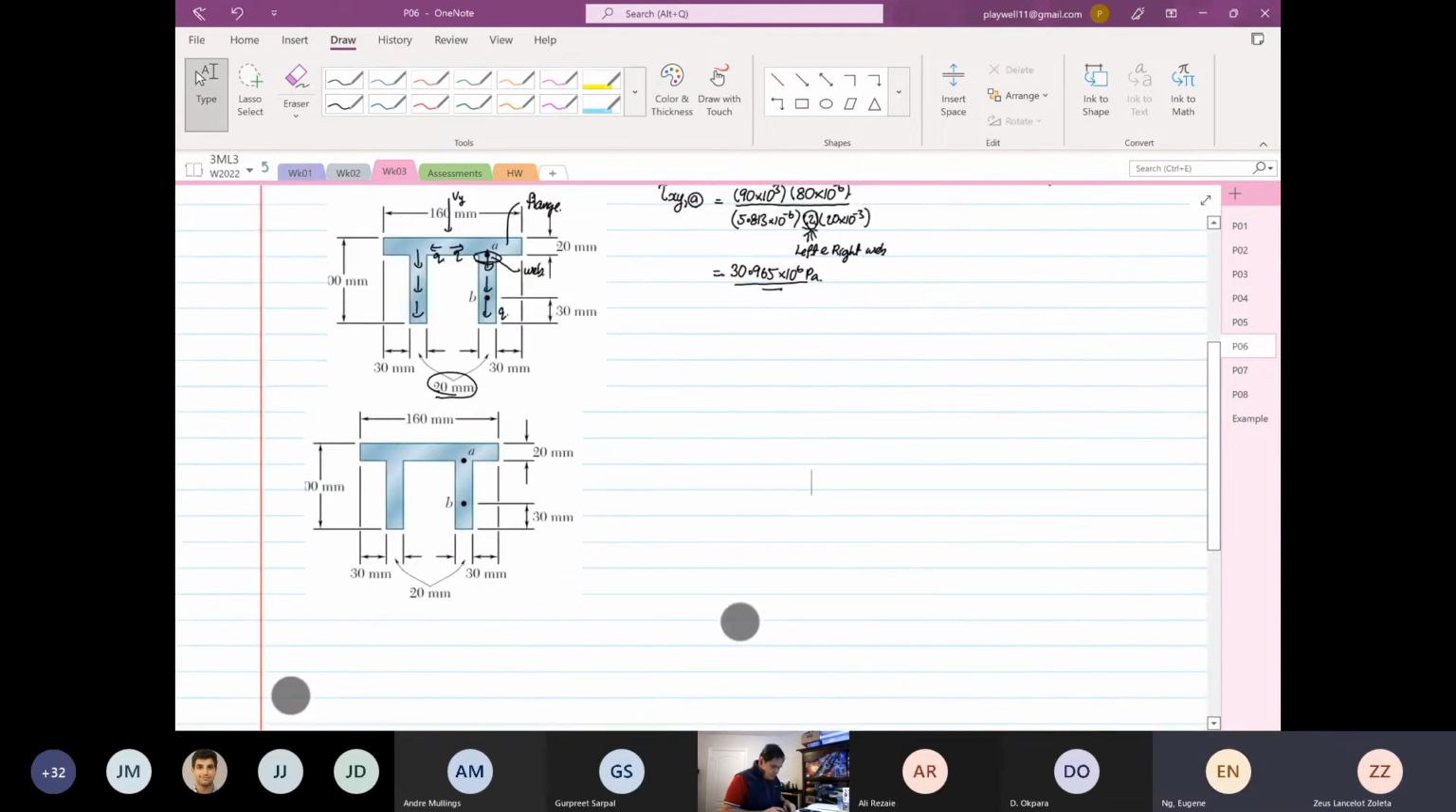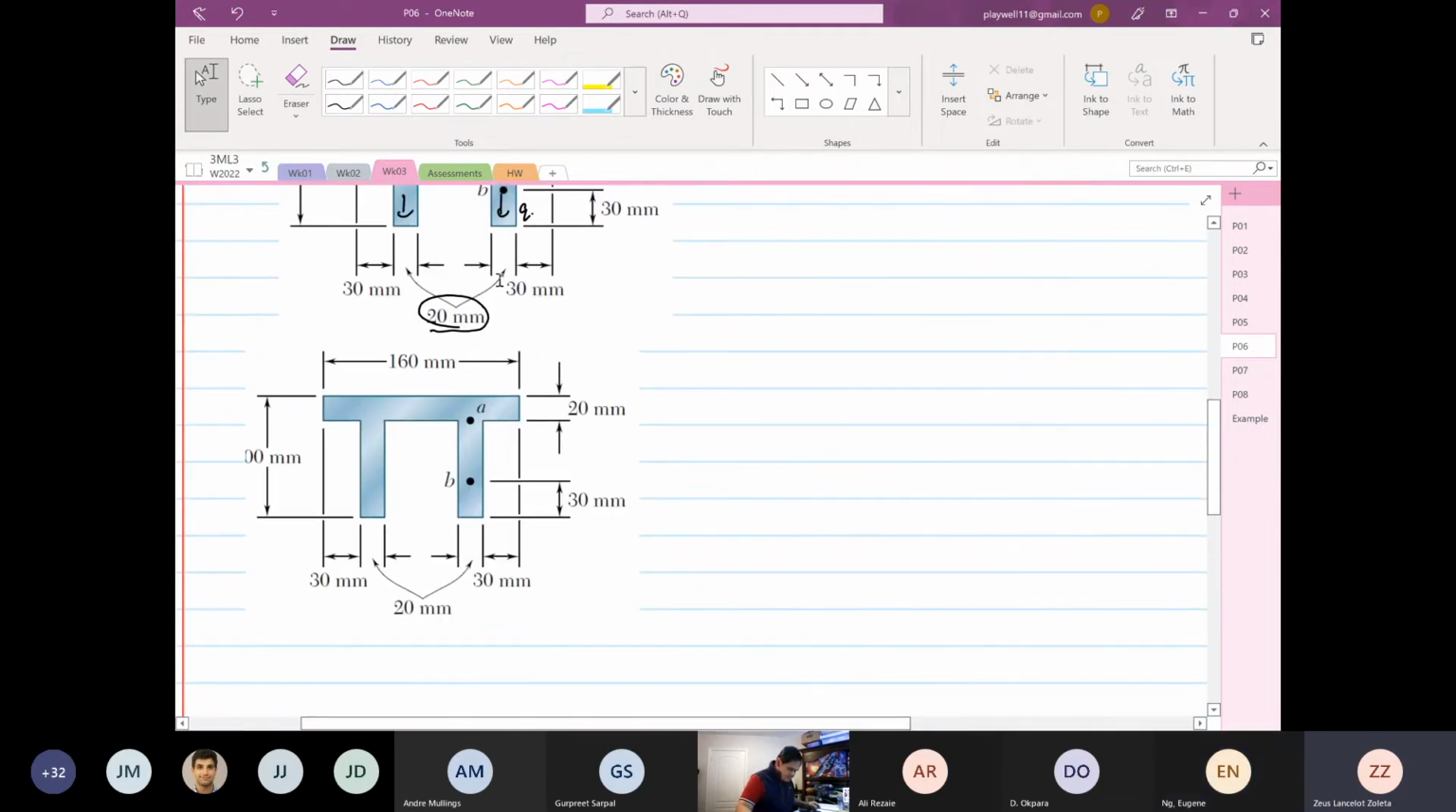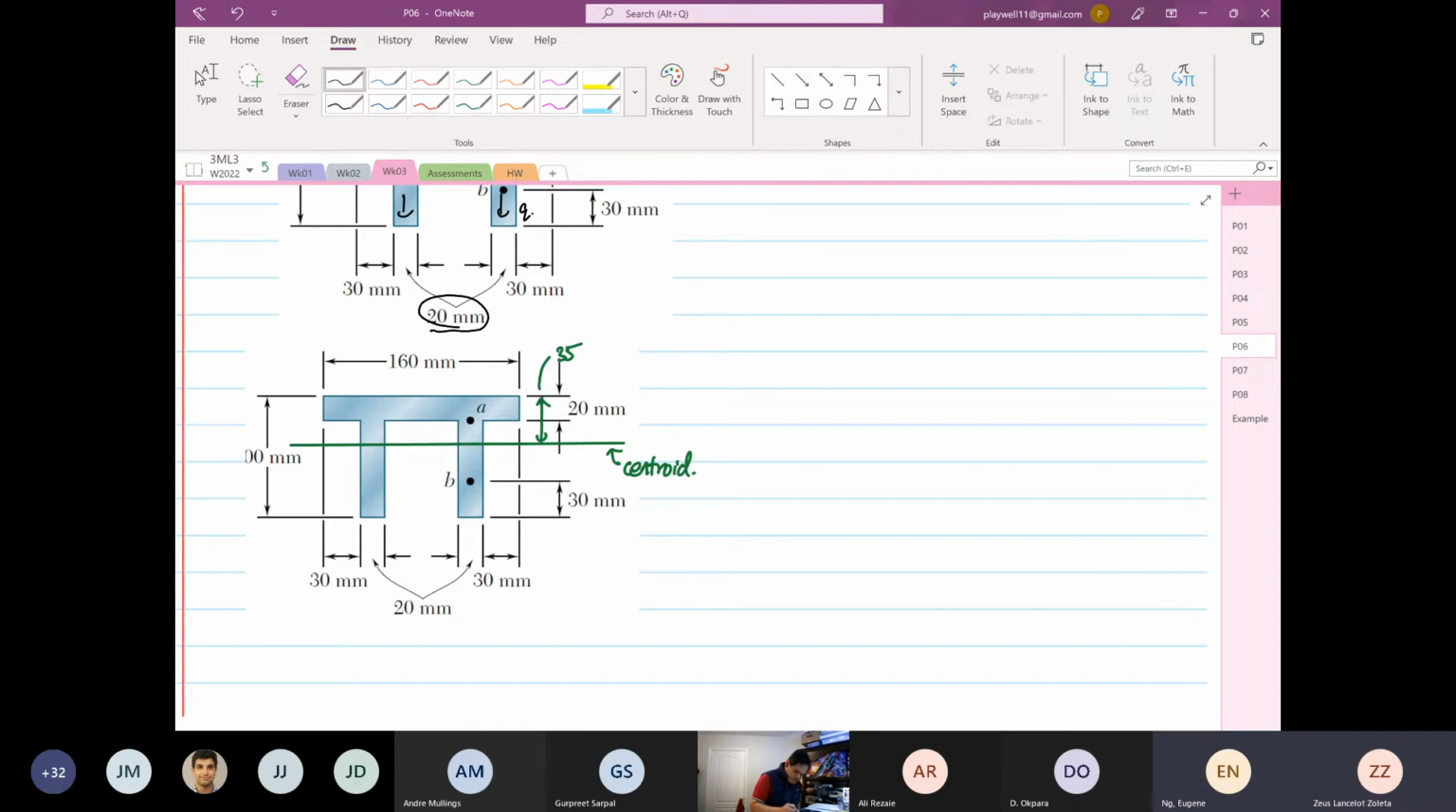Okay, we want to find the shear stress at point B now. So now we all know how to find this. This is 35, so we know that this is our centroid. So you want to find point B. How do you determine your first moment of area? Your first moment of area, you have to consider left and right now.